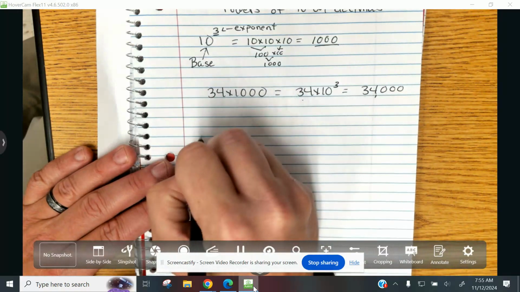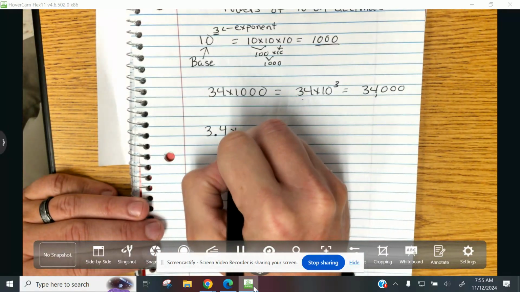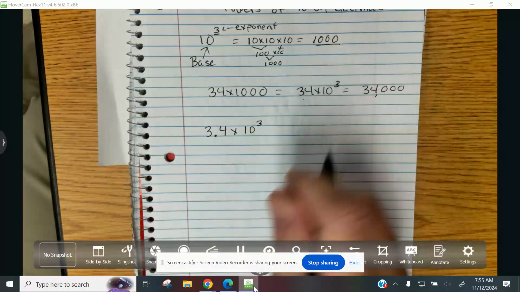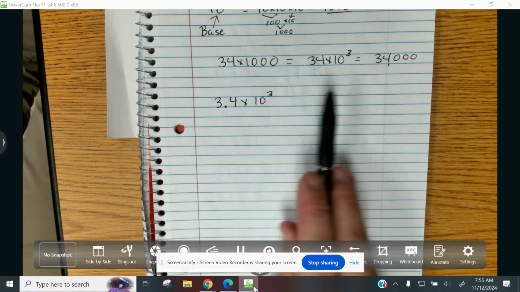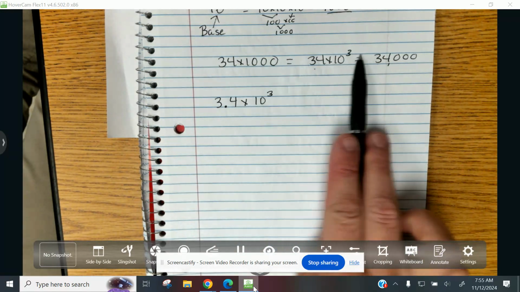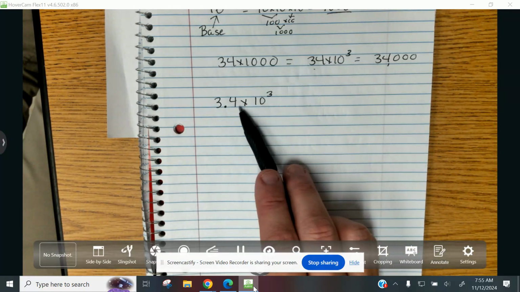But now, what if it's 3.4? What if it's 3.4 times 10 to the third power? What do we do then? Well, we know we cannot put zeros on the end of decimals, so we cannot use this trick. This is a whole number trick. This is understanding how whole numbers work. Now we have to understand how decimals work.